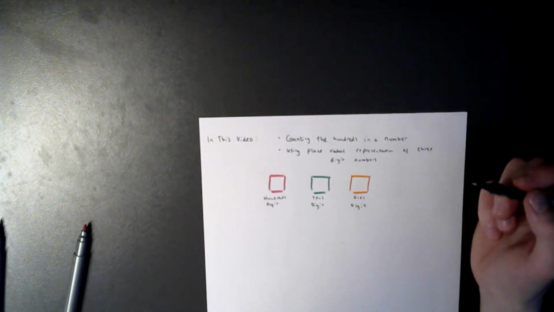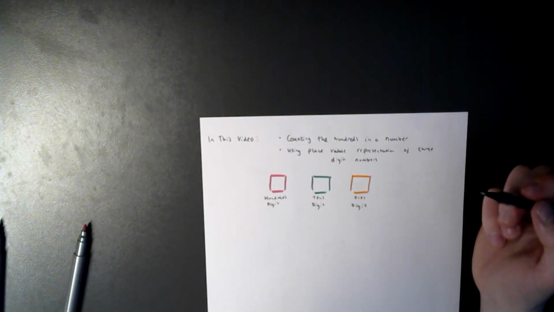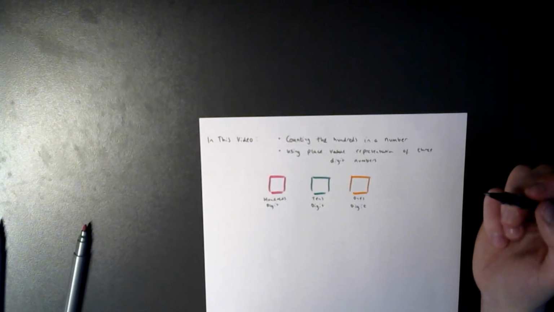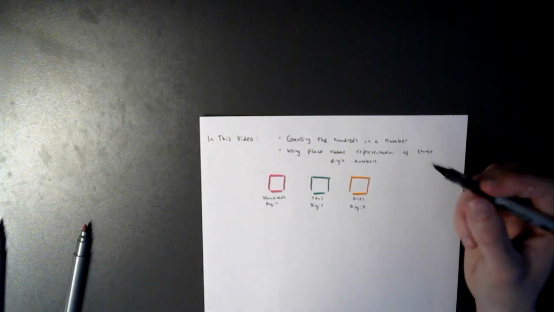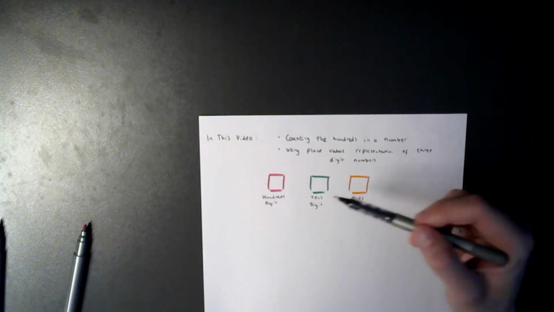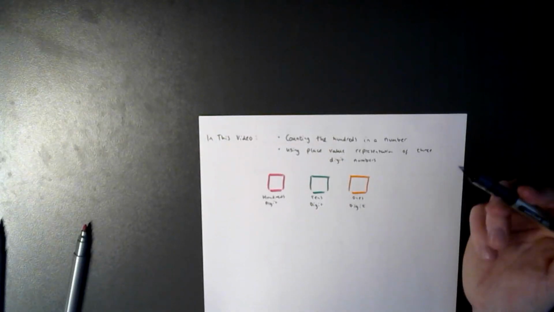In this video, we've looked at counting the hundreds in a number and using place value representation of 3-digit numbers, looking at the hundreds digit, the tens digit, and the ones digit.